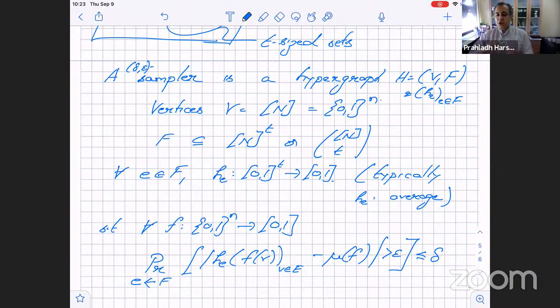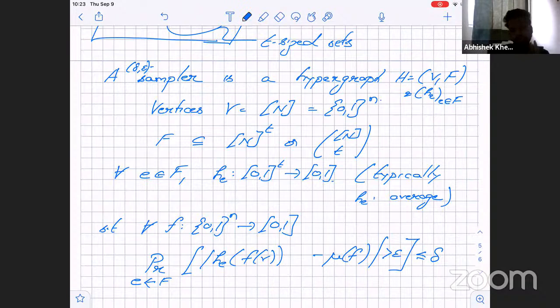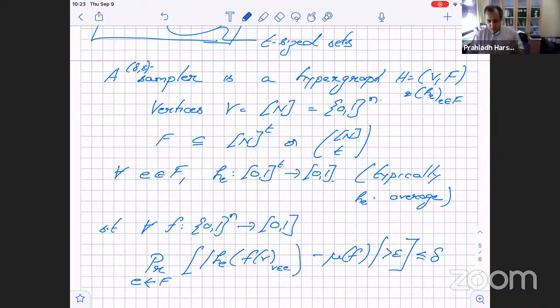That averaging function should be, sorry, this is v in e. These are the edges in E. Apply the function h_e. This is what I will call the local average. This local average should not deviate from the global average by more than an epsilon fraction. The probability that it deviates should be at most delta. Such a hypergraph is called a delta-epsilon sampler.